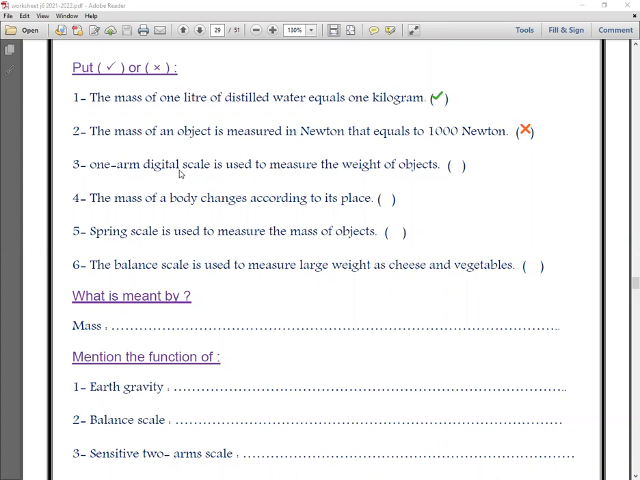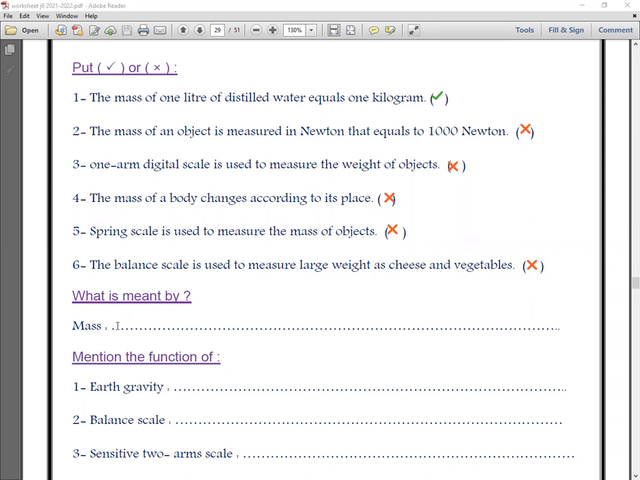Number 3, a one-arm digital scale is used to measure the weight. No, so this is wrong. Number 4, the mass of the body changes according to its place. Wrong, because the mass doesn't change from one place to another. Number 5, spring scale is used to measure the mass of an object. No, the spring scale is used to measure the weight, not the mass. Number 6, the balance scale is used to measure large weight. No, the balance scale is used to measure large mass, not large weight. So this sentence is wrong.